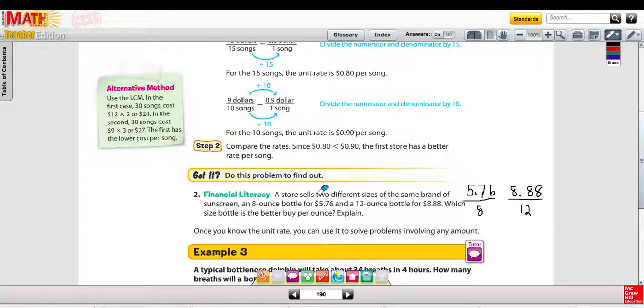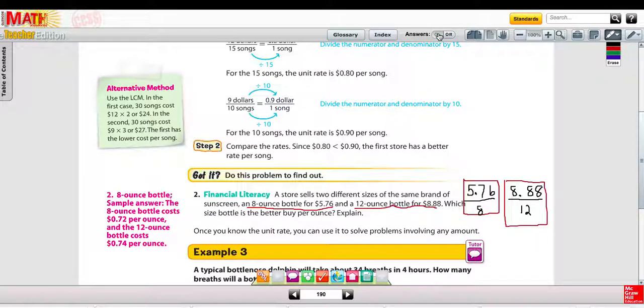There are actually one store selling 2 different types of sunscreen, 8 ounces for $5.76 and 12 ounces for $8.88. When you write those as ratios, you can find the unit rate by using a calculator or dividing it out by hand. And what you should have found is that the 8-ounce bottle was cheaper. That one cost 72 cents per ounce, and the 12-ounce bottle cost 74 cents per ounce.